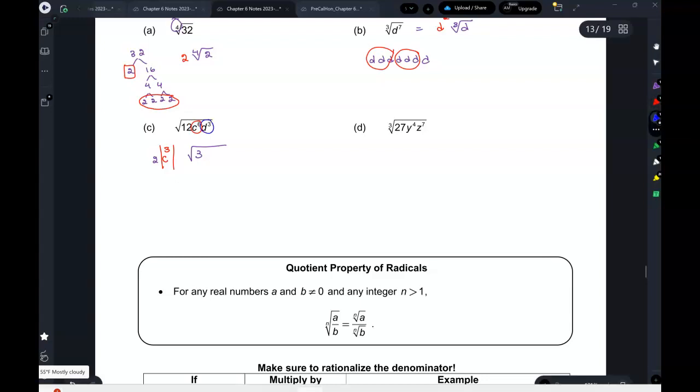D. Okay, what about the D? I have 3 D's in here. I'm going to group them by 2's. One group comes out, one stays in. So in the end, that is my answer. So 2 d c cubed root 3d. Now, you don't have to switch the order of the c and the d. I just did it for cleanliness.